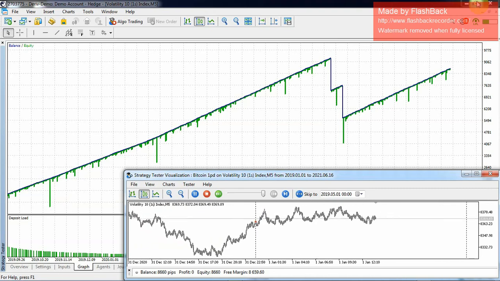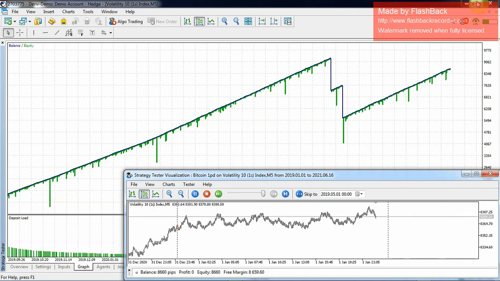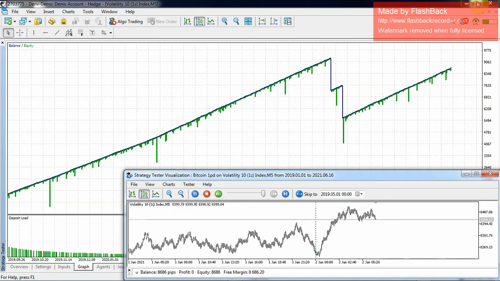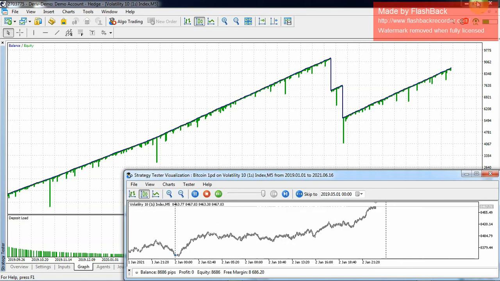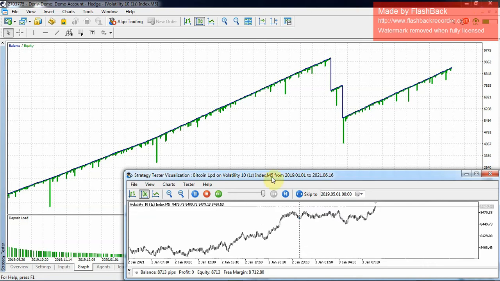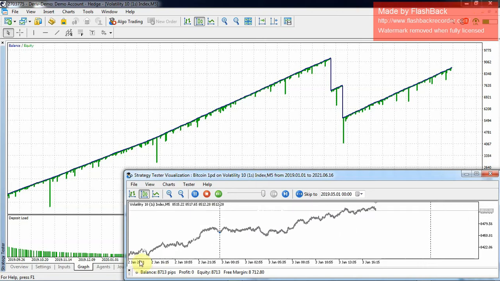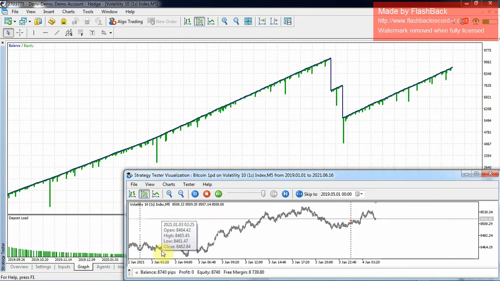So here we're using a small lot size, and then we're using a big stop loss. That simulates the almost unlimited capital type of trading. So we are now in January 2021.